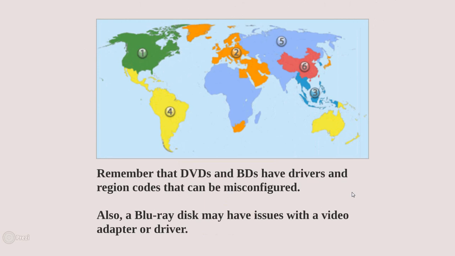Remember that video DVDs and Blu-rays have drivers and region codes that can be misconfigured. In other words, you cannot play a Region 5 video in a Region 1 player, so you may need to change those configurations. Also, a Blu-ray disc may have issues with the video adapter or driver of the player you're trying to play it in if you're playing it on a computer, so just be aware of that.